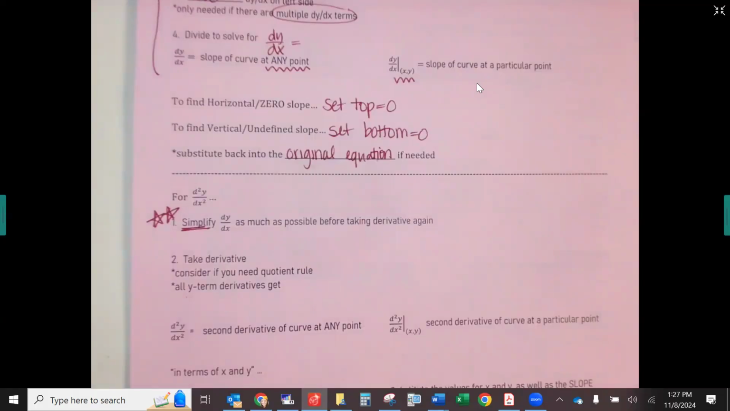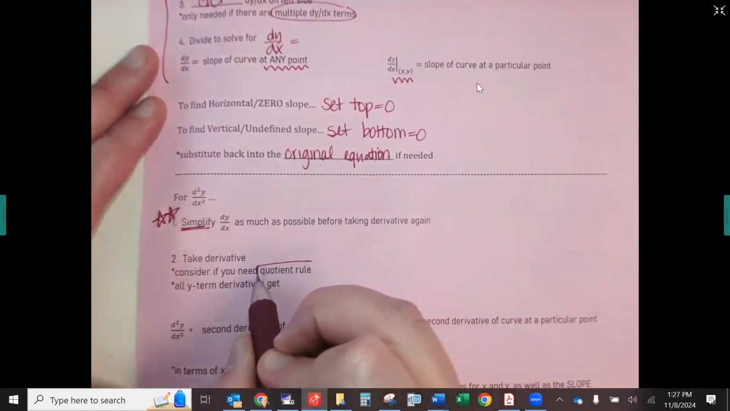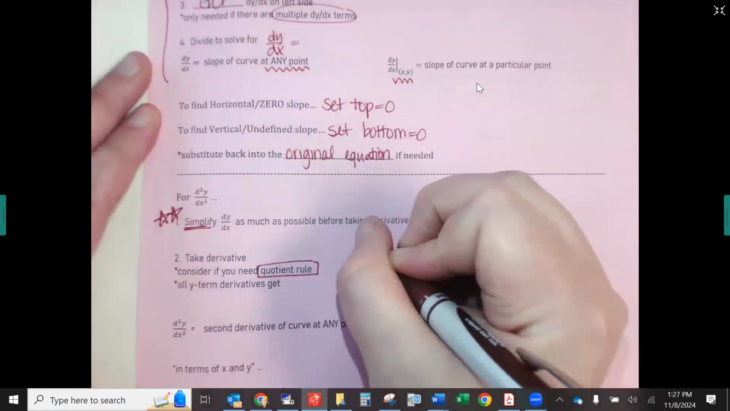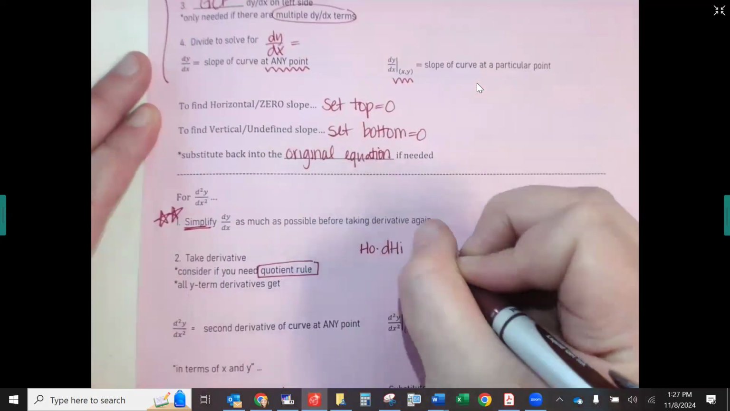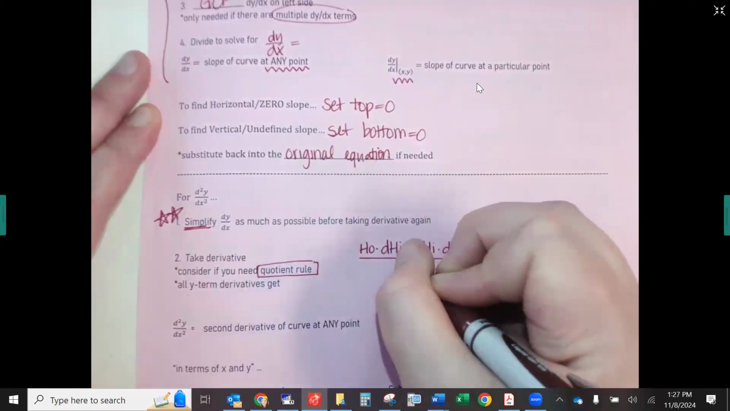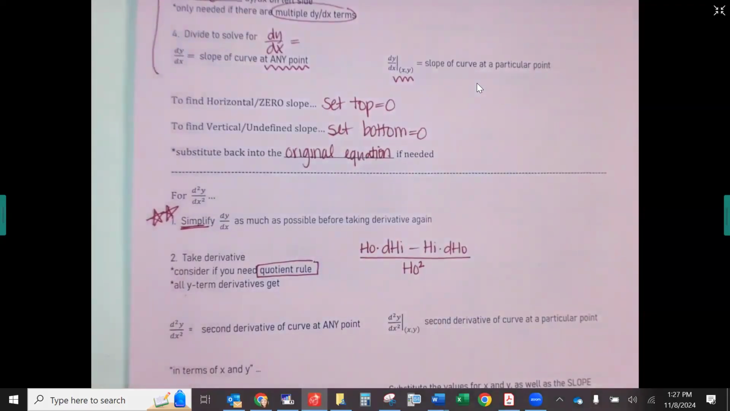From there, you're going to take the derivative. Almost always, you're going to need quotient rule. Although this is on another sheet of paper, several groups subtracted quotient rule backwards. So remember, it's ho d hi minus hi d ho over ho squared. The reason that most of these require quotient rule is because your dy/dx is normally a fraction. And if your dy/dx is a fraction and you're taking the derivative, quotient rule would be the rule you would use for that.